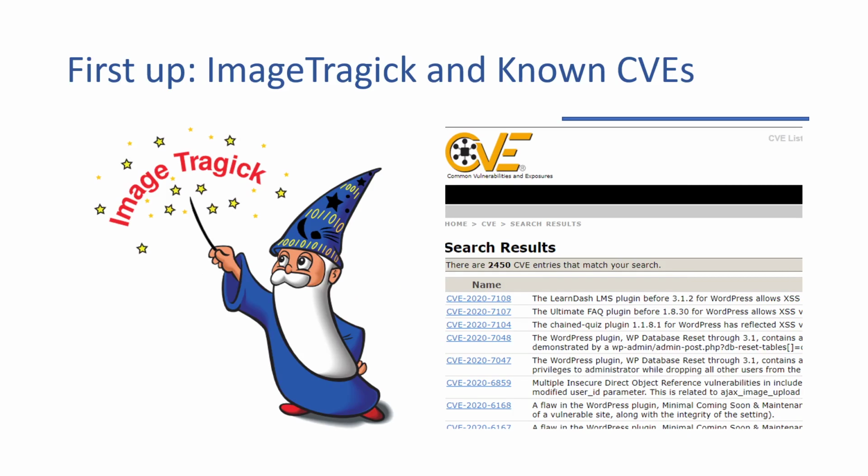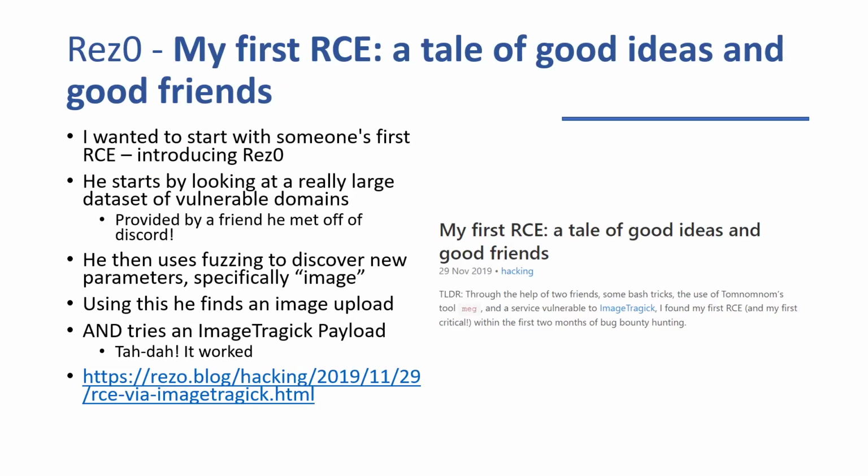So first up, let's talk about Image Tragick and in general known CVEs. Image Tragick is obviously so widely used for finding RCEs. So let's talk about someone's first RCE. This is by Res0, and it's called My First RCE, A Tale of Good Ideas and Good Friends. And I love this report in general. It's a really well written write-up.